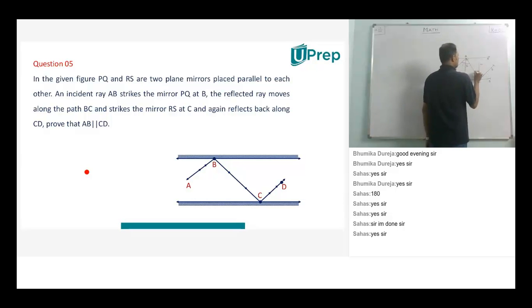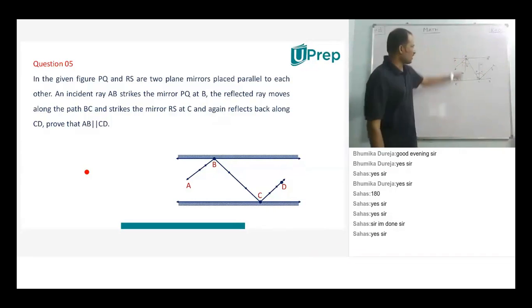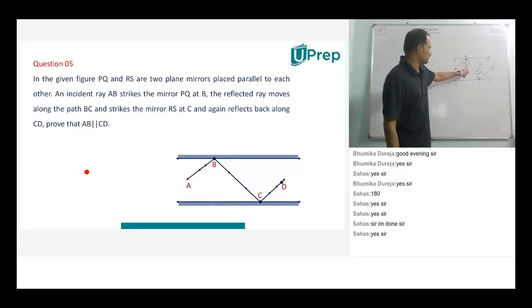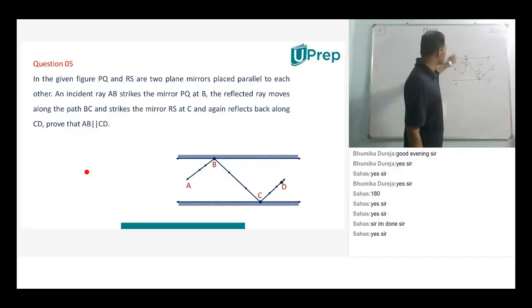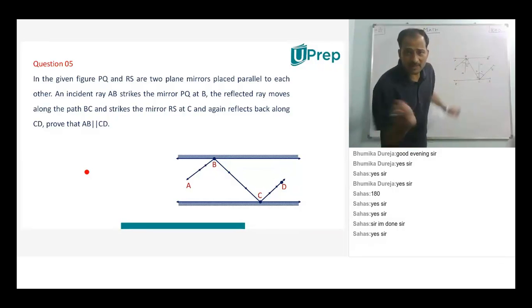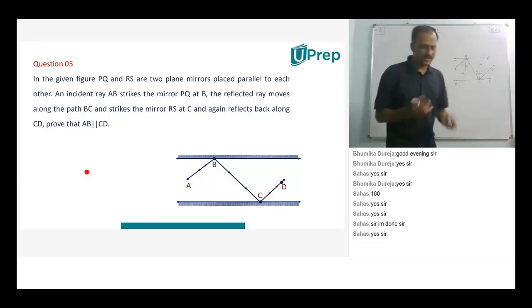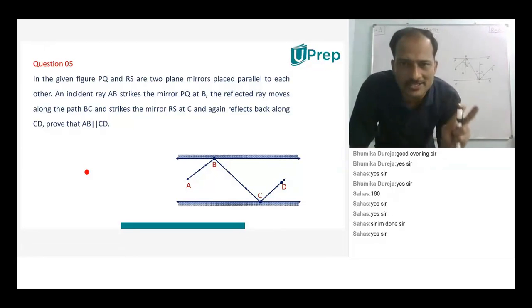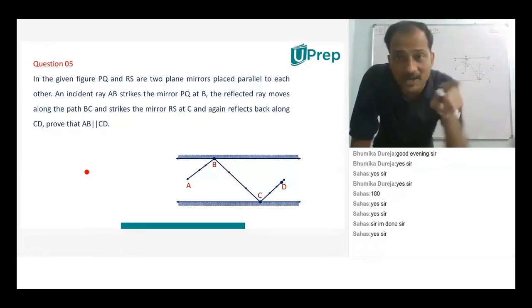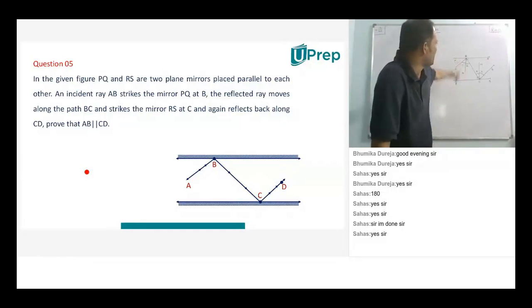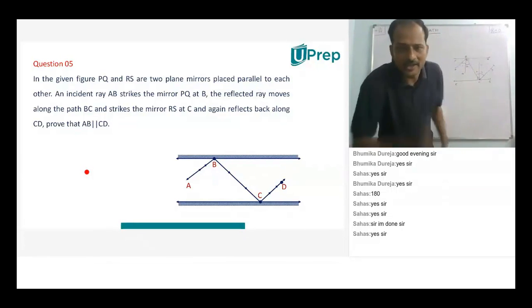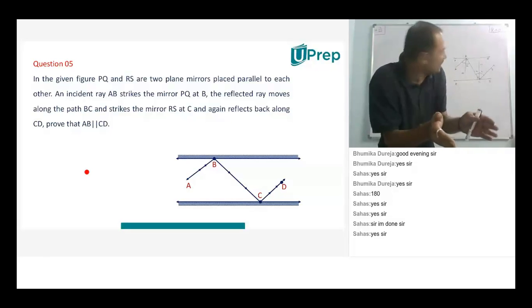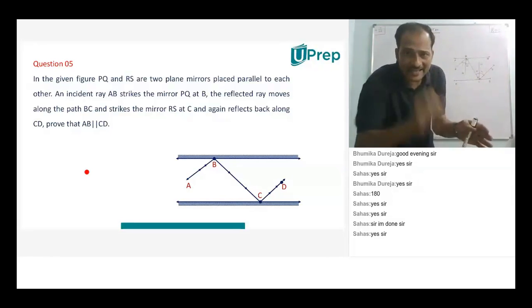1, 2, 3 and 4. Now we will say that angle 2 is equal to angle 3. Why? Because BM is perpendicular to PQ, CN is perpendicular to RS, and PQ and RS are parallel to each other. So naturally, the perpendiculars drawn to parallel lines are parallel to each other. So BM will be parallel to CN. Now if BM and CN are parallel, BC will act like a transversal.